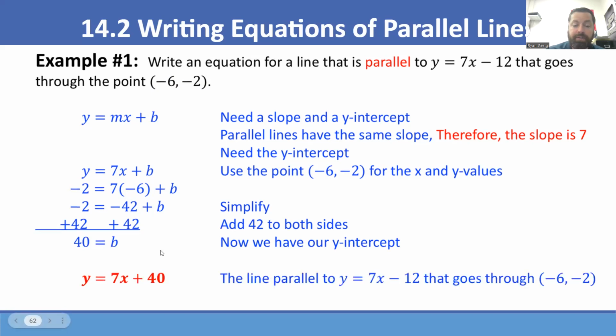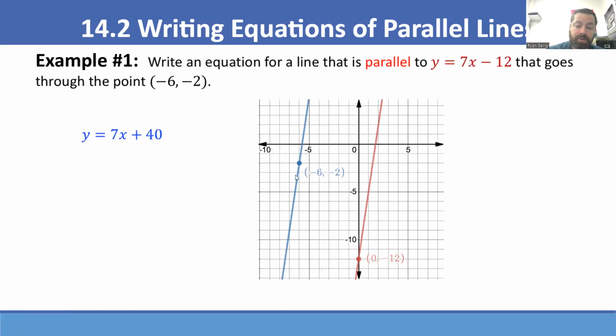If I go back to the graph, you'll see that there's the line. This has a slope of 7, and it will cross the y-axis at 40, which is well off of our graph. But you can see it's on its way. It's growing very quickly, and it's going to go up, up, up, and cross the y-axis at 40. And these two lines are parallel because they have the same slope.